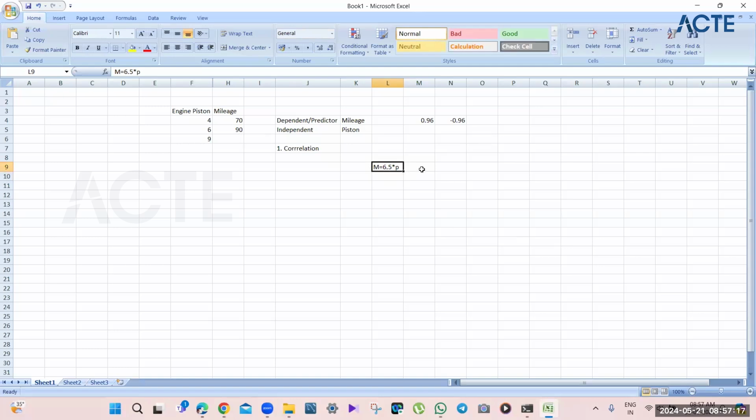And what is negative correlation? Negative correlation means M is equal to 6.5 divided by P. That means if I increase the P value by 1, the M will reduce by 6.5 times. Right, Sian? You understood? Yeah, I'm following. Good. So that is what positive and negative correlation is all about.